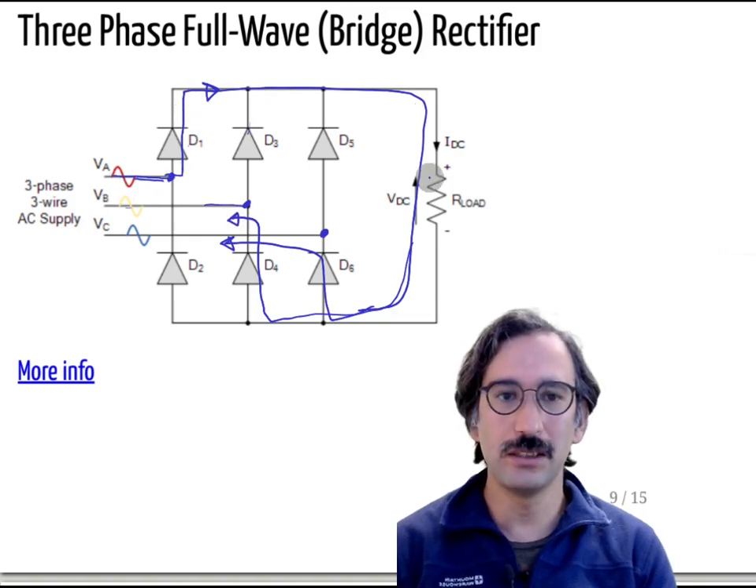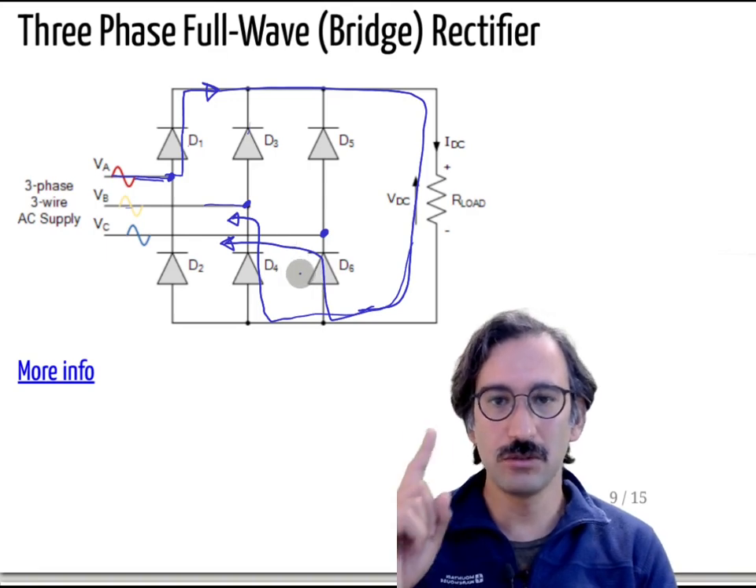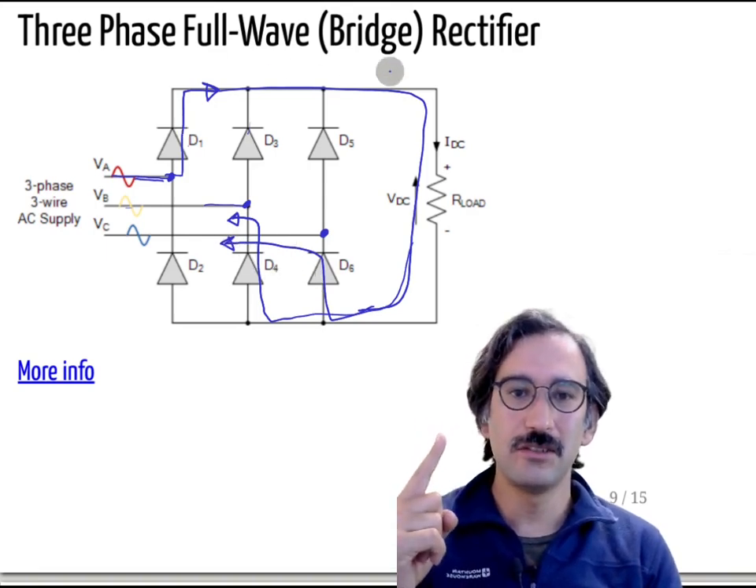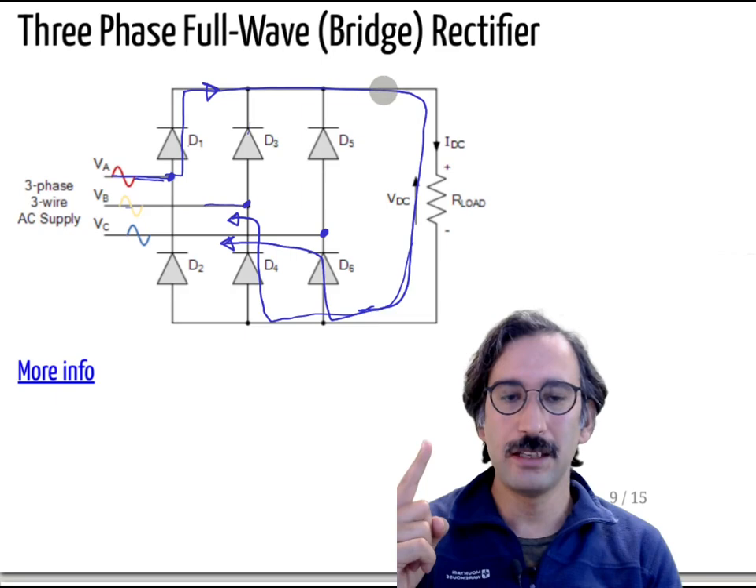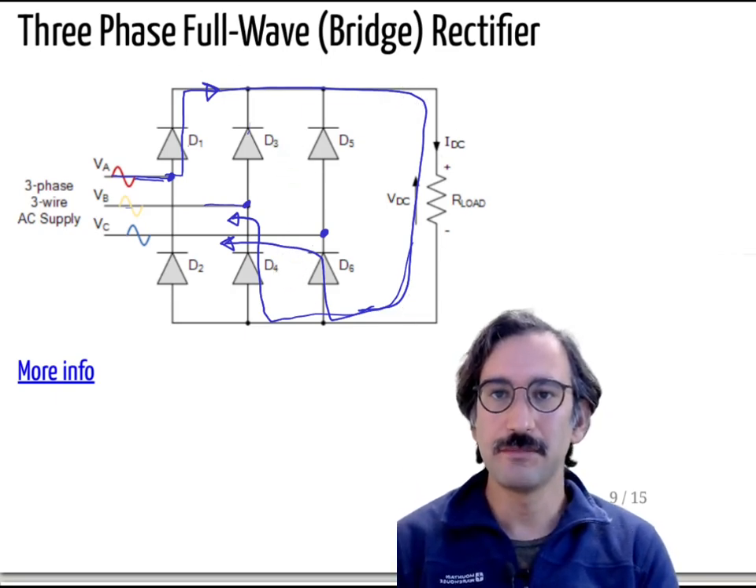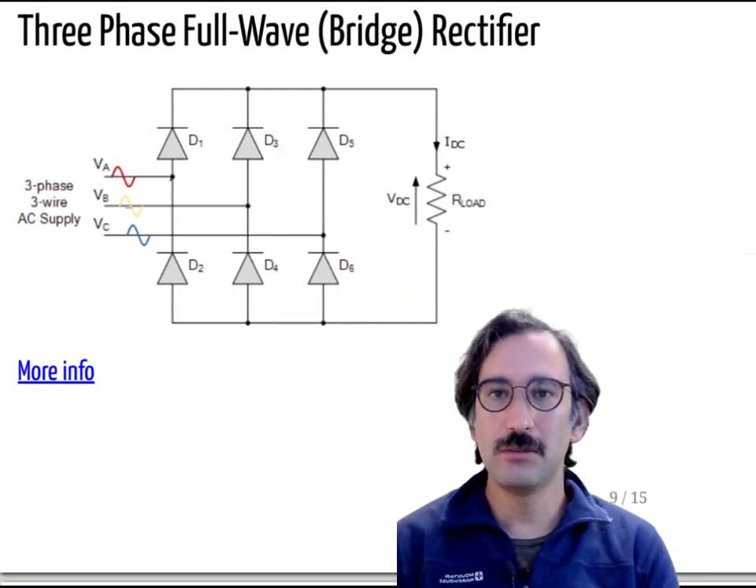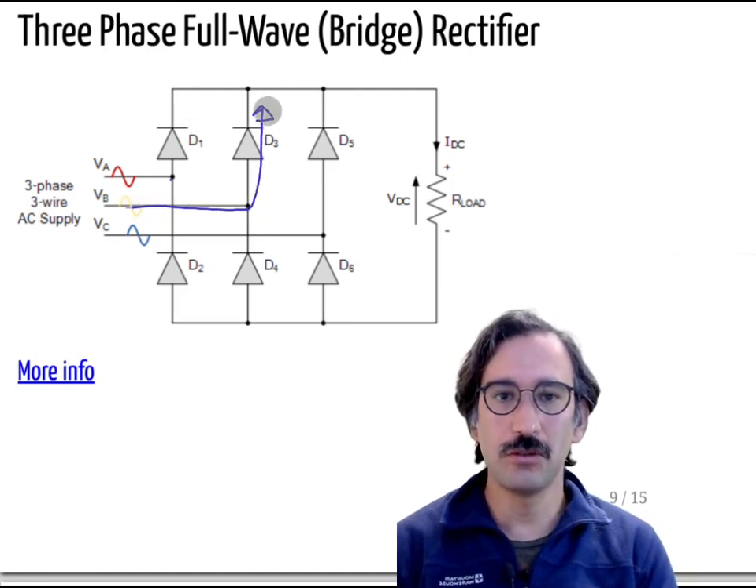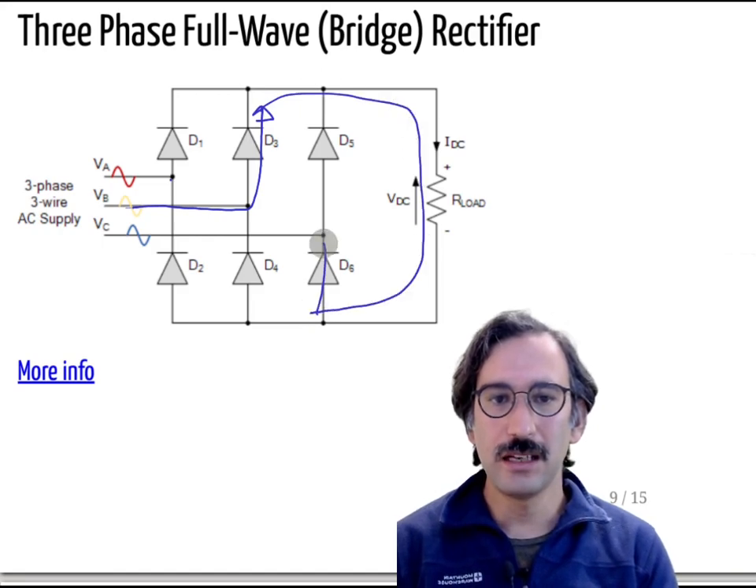VA, D1 or D4 or D6. So phase A can return either from phase B or phase C. Let's look at the other ones. Phase B, for example, that diode can start conducting and it cannot go that way. So again it is coming back, and now it can go from phase C.